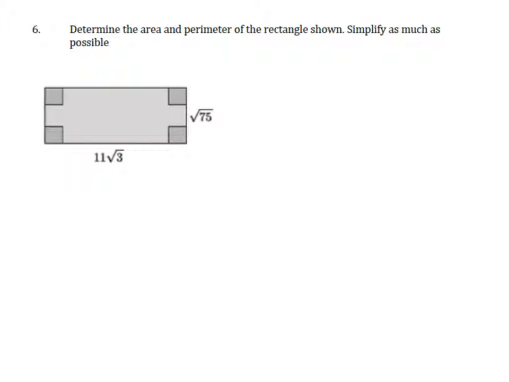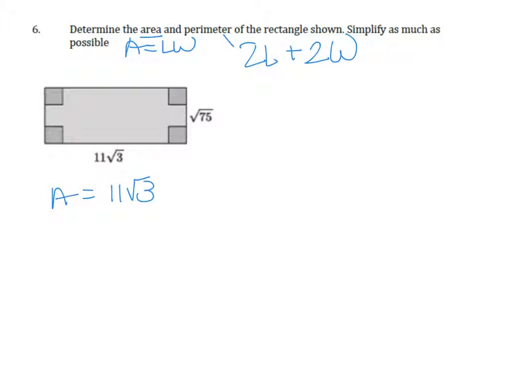Okay, number 6. Determine the area and perimeter of the rectangle shown. Simplify as much as possible. Okay, so the area of a rectangle is length times width. And of course the perimeter is double the length plus double the width. So let's start out with the area. 11 radical 3 times radical 75.